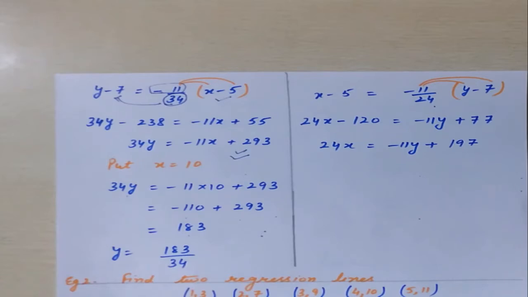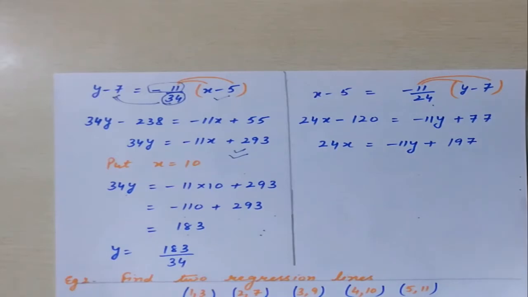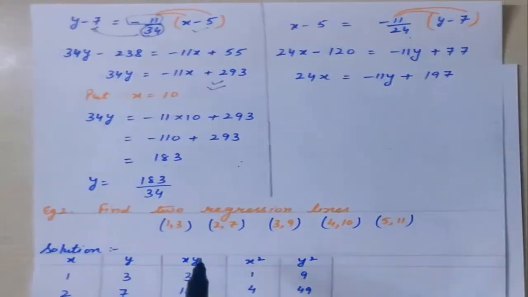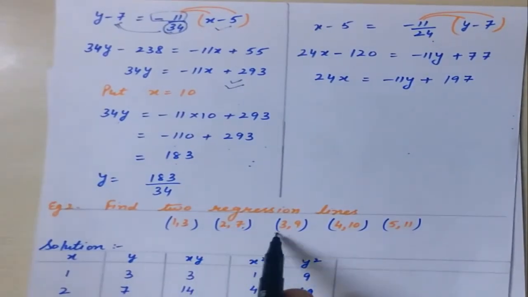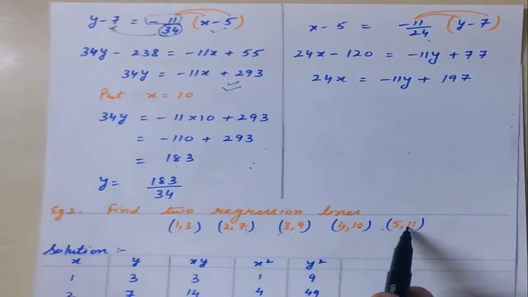Now this is the question. When data summation xy is given directly, that is one form. But there is another form. We are having data in this form also: 1, 3, 2, 7, 3, 9, 4, 10, 5, 11.